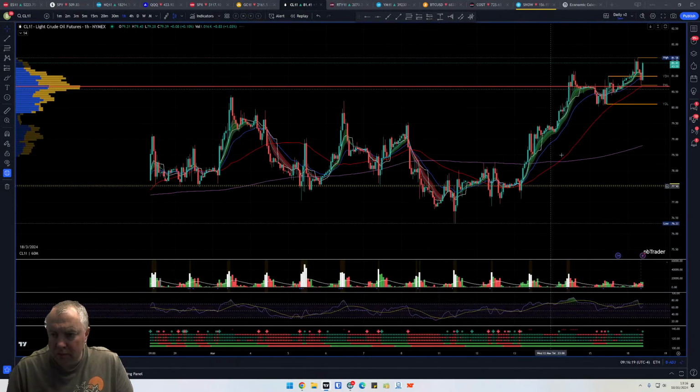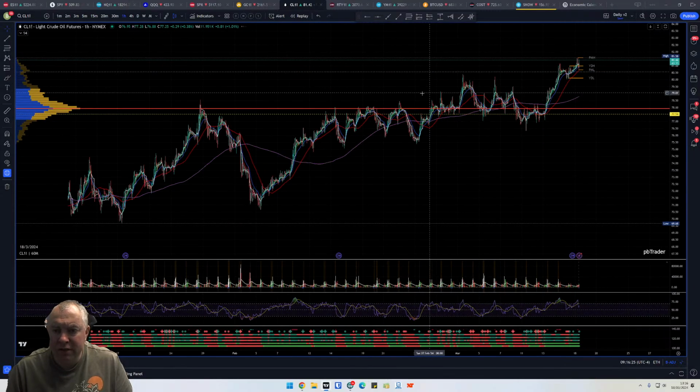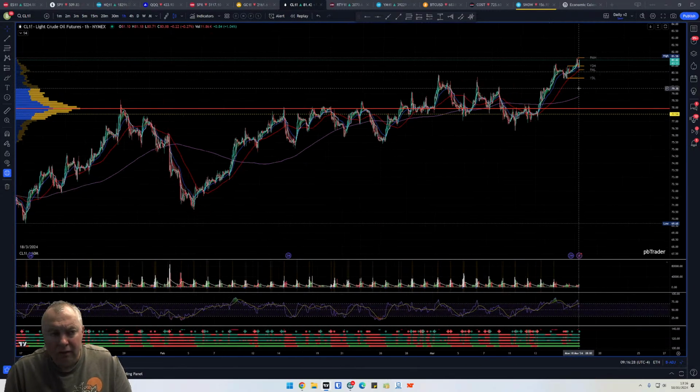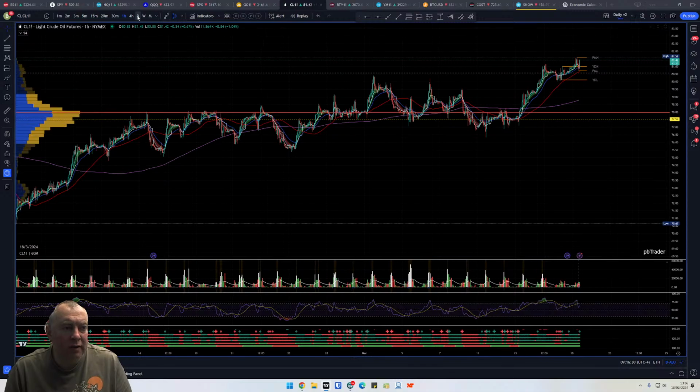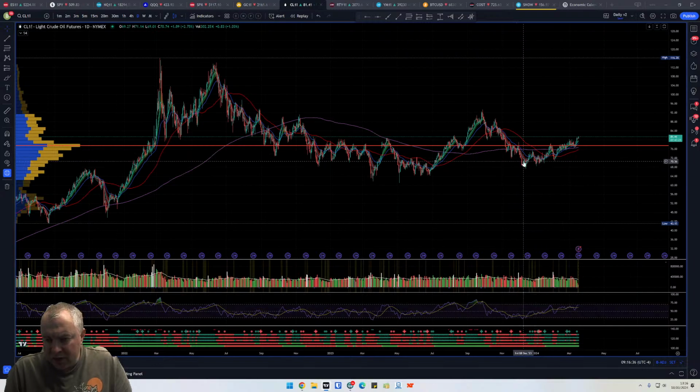Oil, it's had a big few days, finally broken over this area. Let's look at the daily quickly, see where we are. It's been pretty strong since the end of last year, beginning of the year.